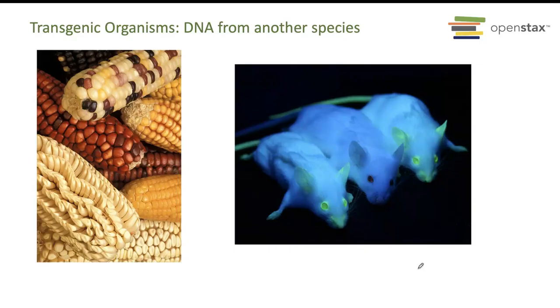Transgenic is a word used to say that we are going to take, we looked at these guys, right? This green fluorescent protein was actually from a jellyfish. So that's a different species that we're putting in. And then this is a picture of corn. There's a certain kind of corn called BT corn we'll look at that gets a gene from a bacterium.